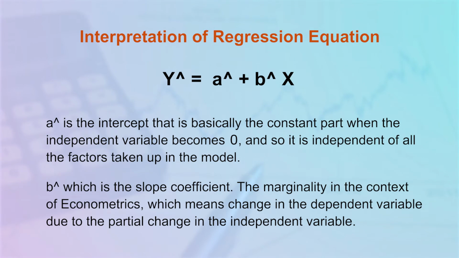As we know, whenever we talk about marginality in the context of econometrics, it means the change in the dependent variable due to a per unit change in the independent variable. So this basically gets to the concept of b hat, which is the estimated value of the slope coefficient. If the variable x changes by 1 unit, in what proportion the variable y will change, that will be captured by b hat, the estimated value of the slope coefficient.